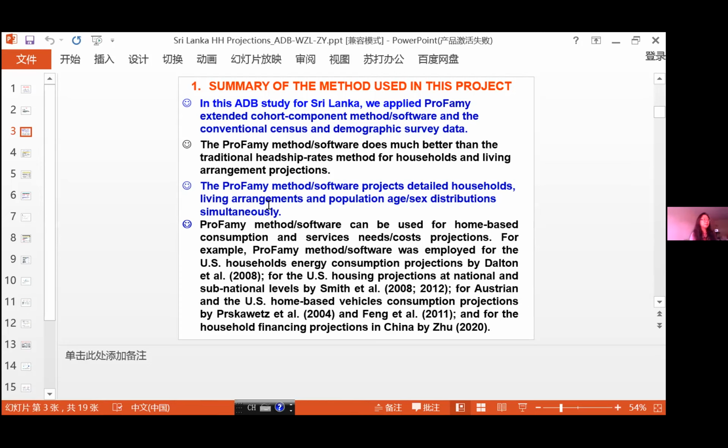Actually, this software can be used for many applications related to households. For example, it was employed for US household energy consumption, and also United States housing projections at the national and subnational levels, and for vehicle consumption in Austria and the United States. Recently, it was also applied to household finance projections in China by Dr. Zhu in 2020.